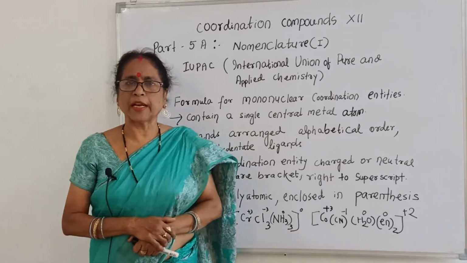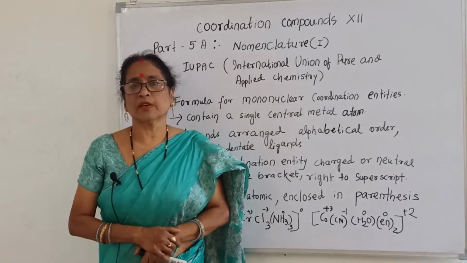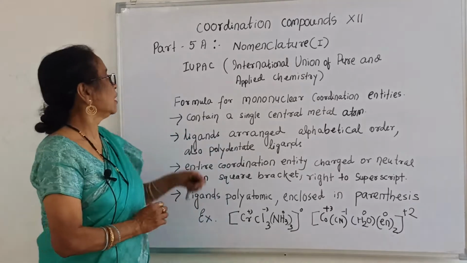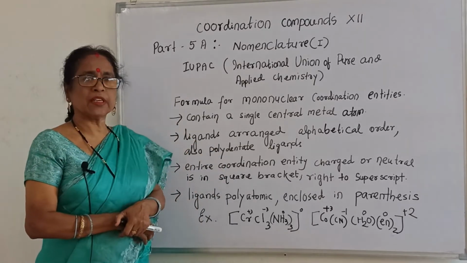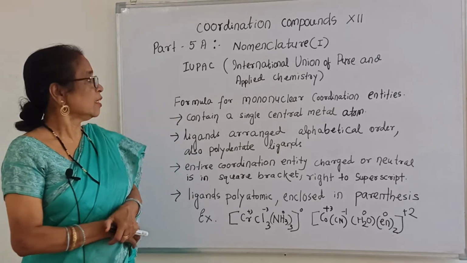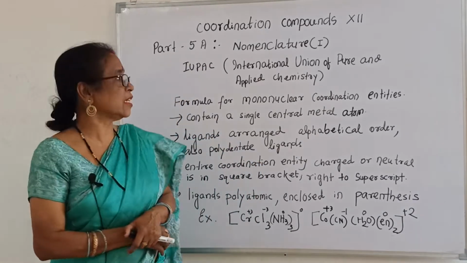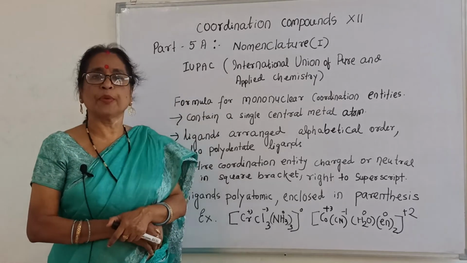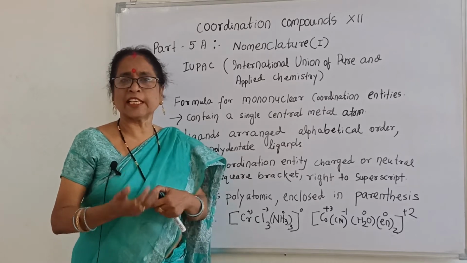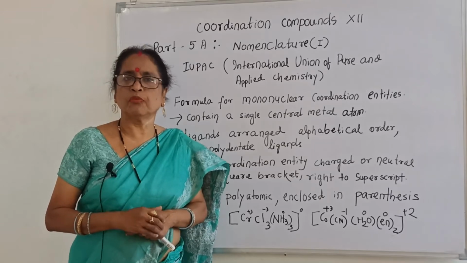Now I am going to explain the topic nomenclature of coordination compounds. The chapter is Coordination Compounds for class 12, according to the CBSE syllabus. This is part 5A, nomenclature part 1, and I am going to start from the nomenclature. What is IUPAC here? The nomenclature follows the International Union of Pure and Applied Chemistry, IUPAC. That means the nomenclature rules are the same for the whole world.